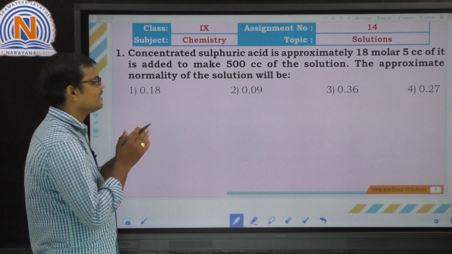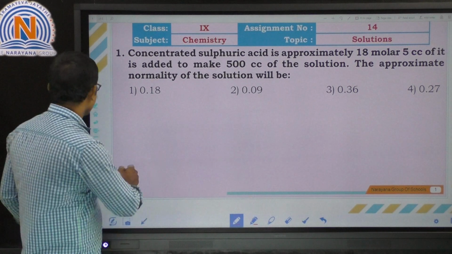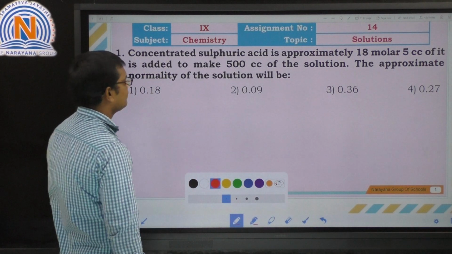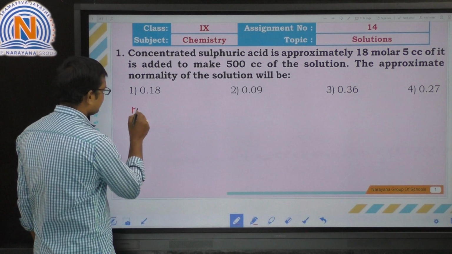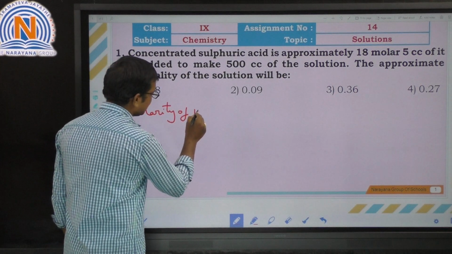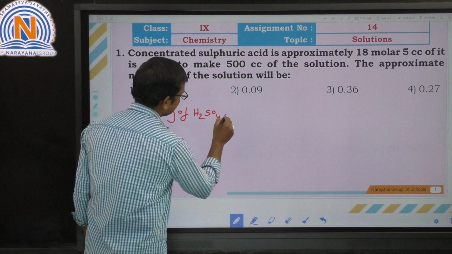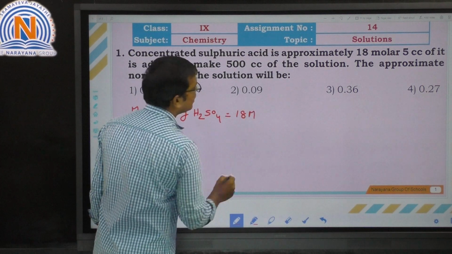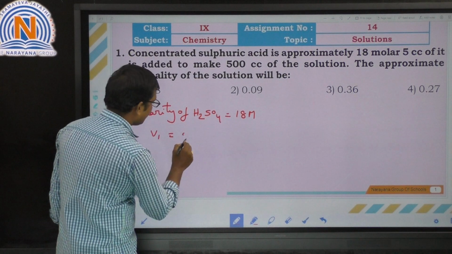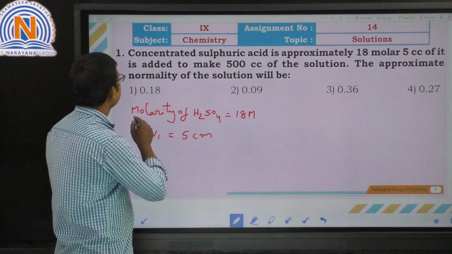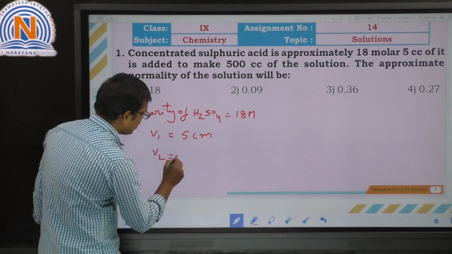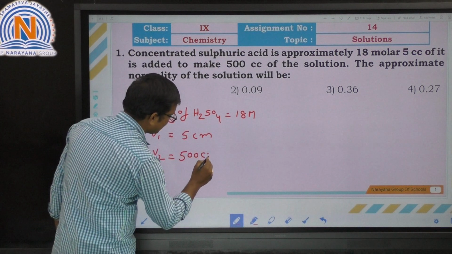So first of all, write the given information on the board. See, what is the given information? 18 molar, so here molarity is given. Molarity of H2SO4 is 18 molar, and volume is also given. V1 equal to 5 cubic centimeter is added to make 500 cubic centimeter of the solution. V2 is also given. How much? 500 cubic centimeter.